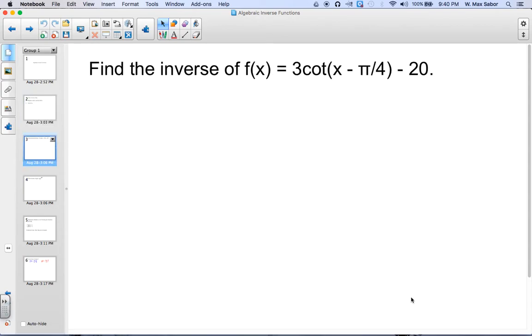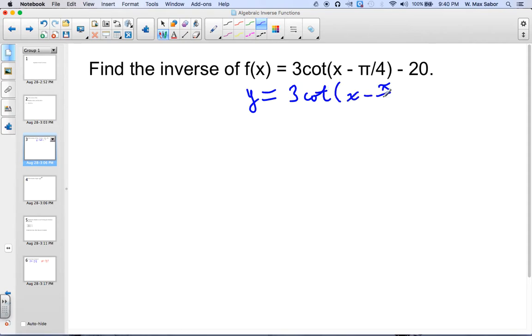So let's take this function. We're going to have to restrict the domain to actually find the inverse of it, but that'll be okay. So y equals 3 times the cotangent of x minus pi over 4 minus 20. We're going to have to switch the x and the y. So x equals all that with y minus pi over 4.